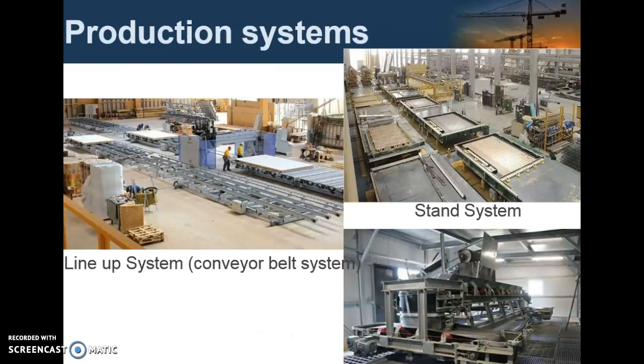There are three main production systems, which are stand system, conveyor belt system, and aggregate system. In the stand system, the sequence of production does not move automatically. In the conveyor belt system, the sequence of production moves automatically to the next stages like reinforcement, framework, then casting and curing. The third one is the aggregate system. The aggregate system is used for very large components.